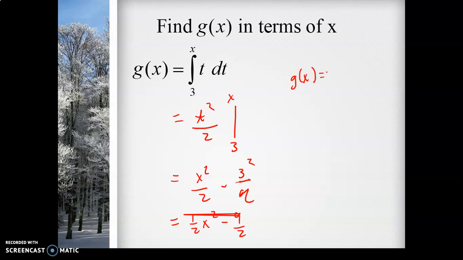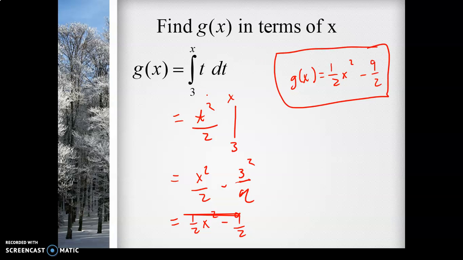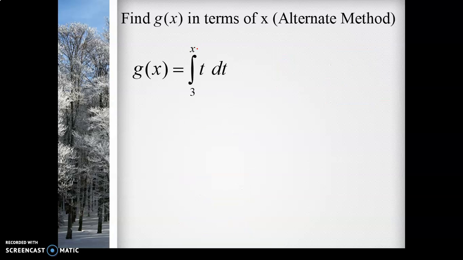So g of x equals 1/2 x squared minus 9/2. So we're just using the fundamental theorem of calculus, the f of b minus f of a. There's another way to think about this, so I'm going to go through that as well. Another way to think about this is to say, okay, well, I know that derivatives and integrals undo each other. So I can get g prime of x. So I can take the derivative with respect to x going from 3 to x of t dt.